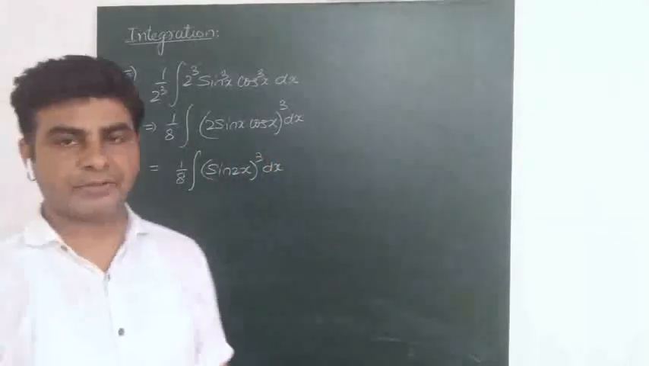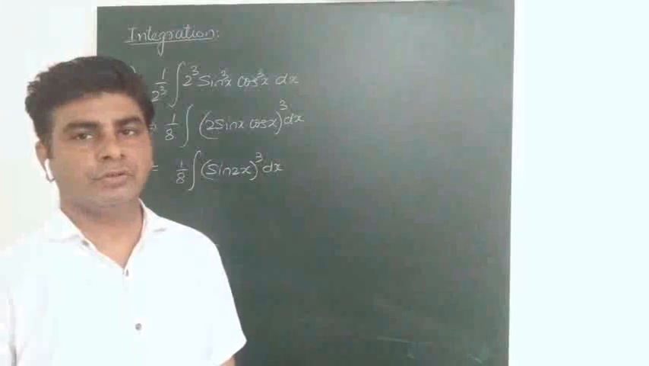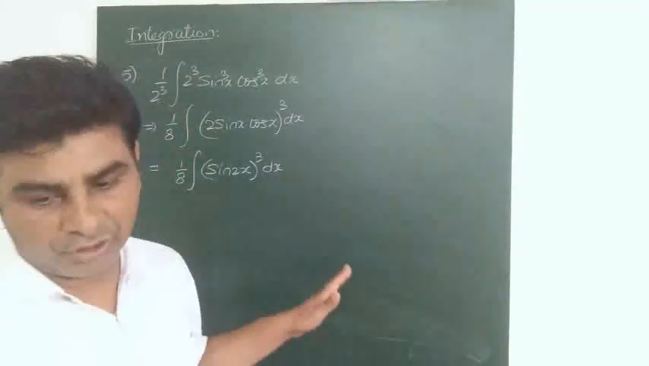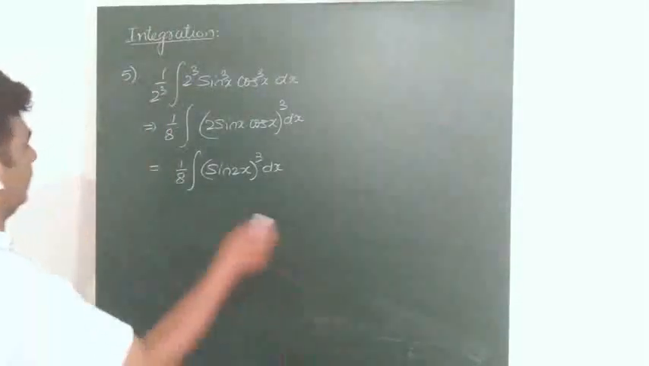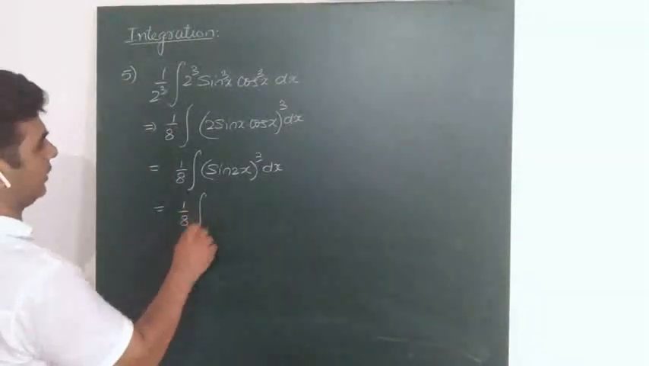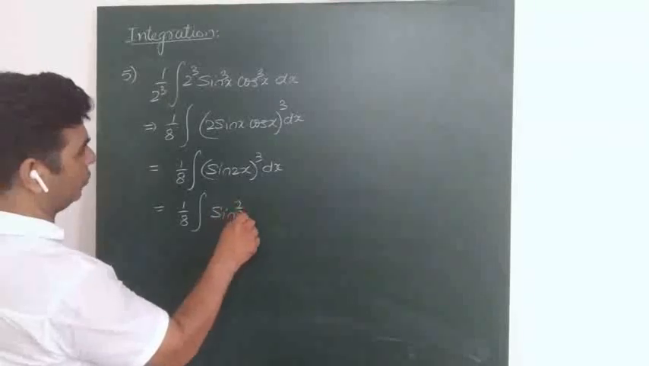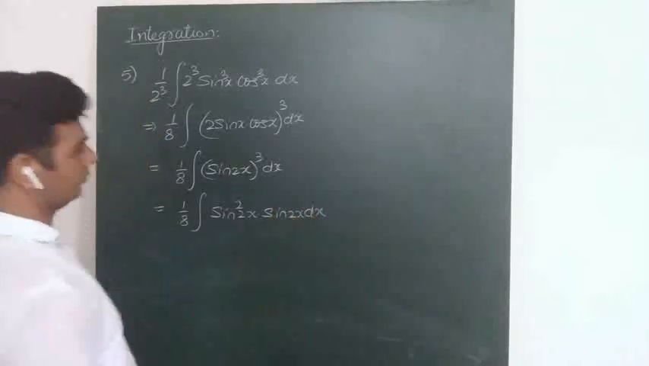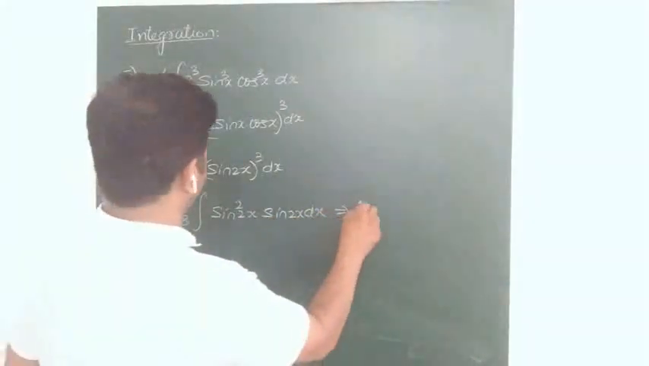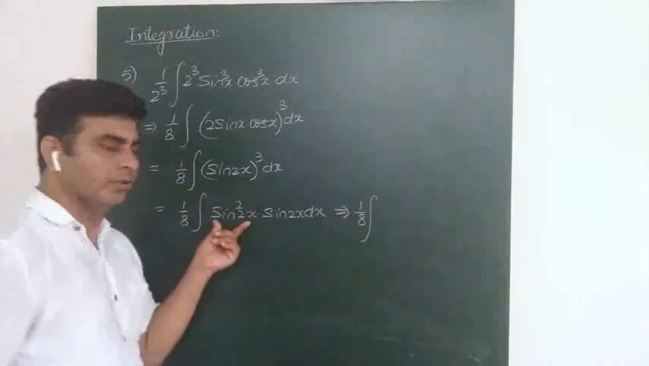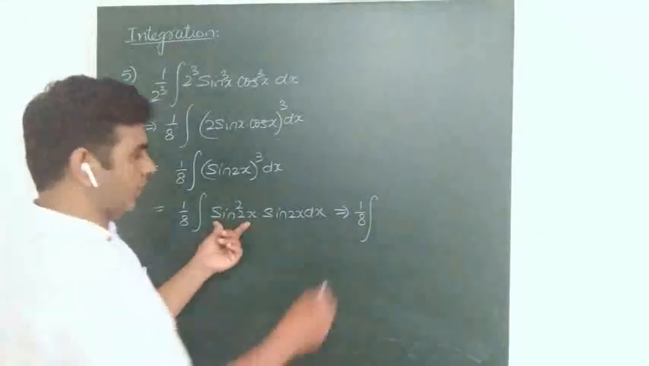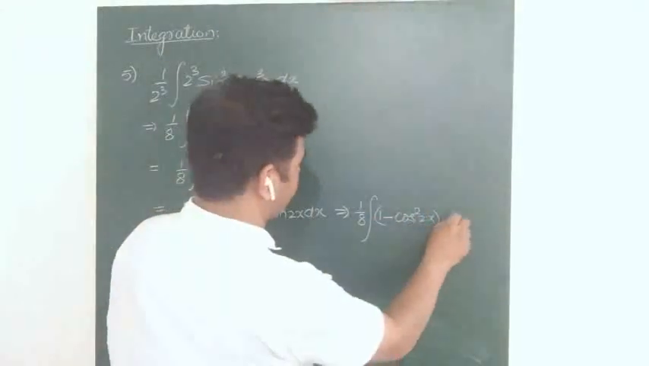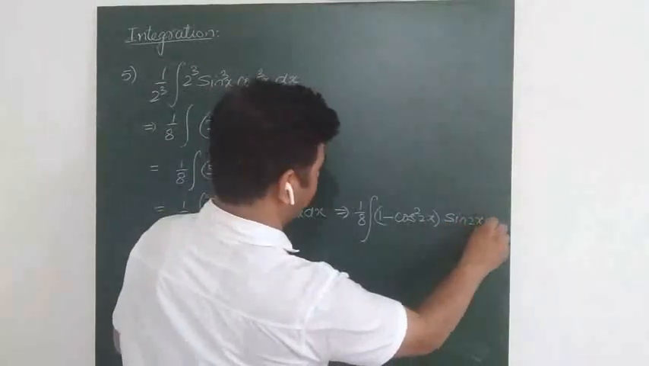This is sine cube 2x. Again, we need to use the same process whatever we have done in question number 4. This can be written as sine square 2x multiplied by sine 2x. Further it can be broken like this. Sine square 2x can be written as 1 minus cos square 2x. So this is 1 minus cos square 2x multiplied by sine 2x into dx.